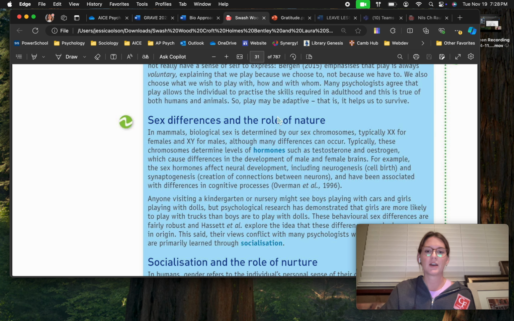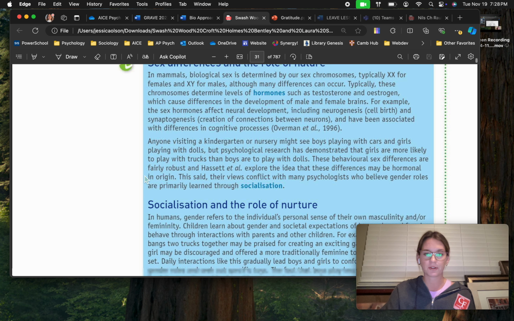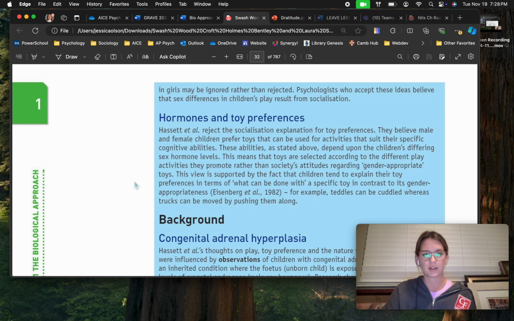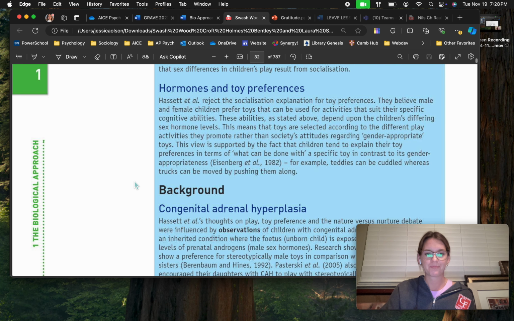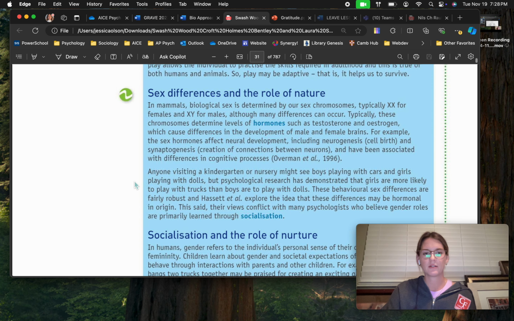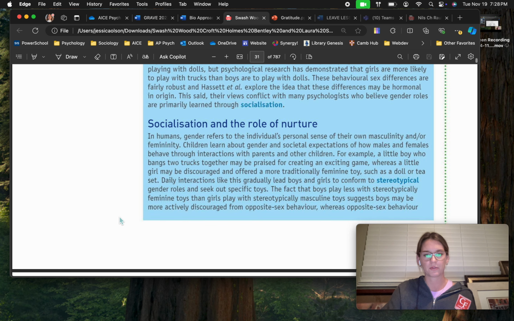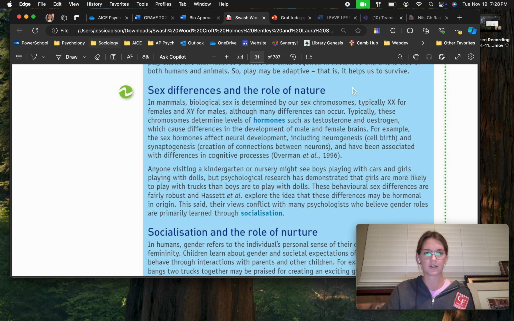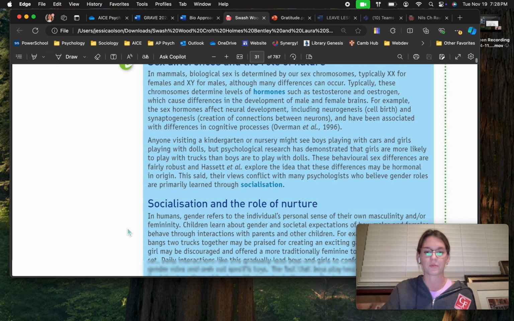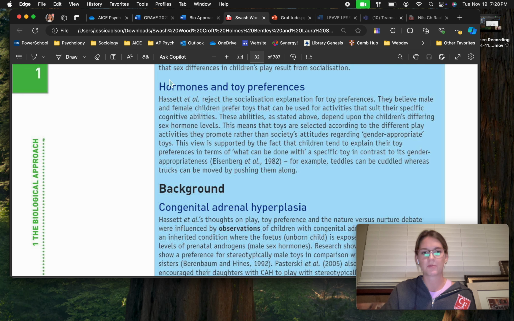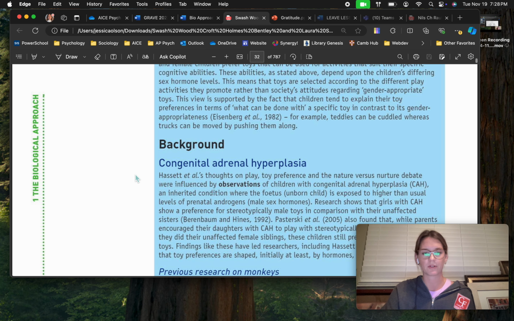You could say the role of nature or sex differences. You could say socialization. Remember, this is also a UK book, because socialization in the United States would be with a Z, but they don't care about spelling on the test, so it's okay. I would go with play, sex differences, or socialization in the role of nurture. So we have the role of nature, the role of nurture. Sex differences, the role of nature, socialization, and the role of nurture. And then this would be the most specific you could go, hormones and toy preferences.